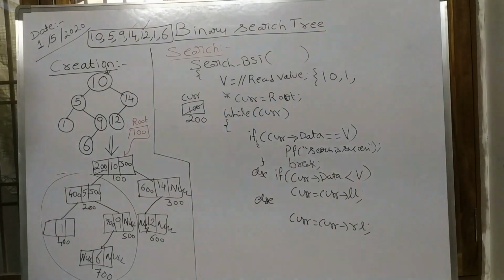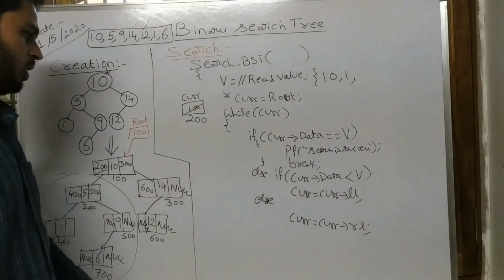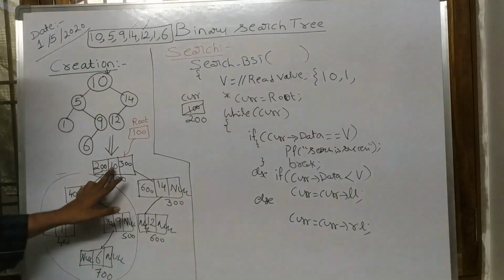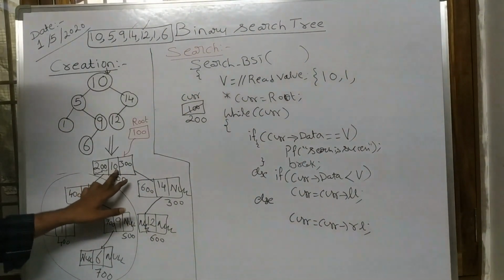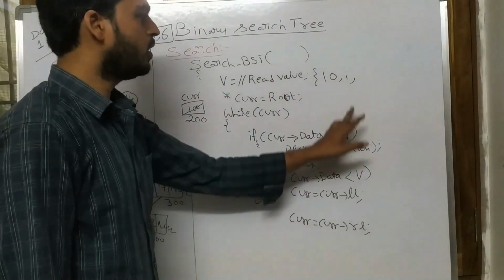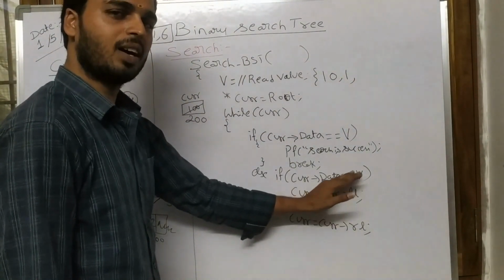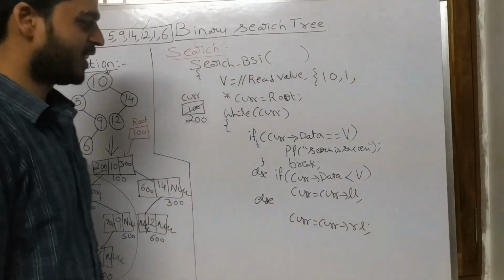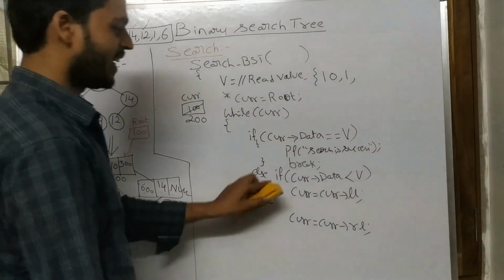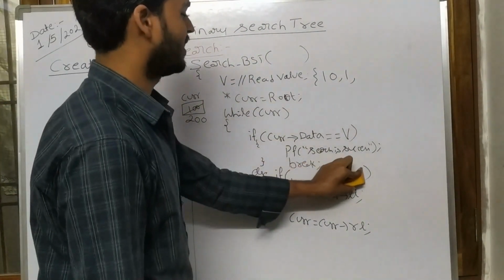Sorry, I think we need to change the logic a little. Current->data is 10 and my value is 1. Is 10 less than 1? Are you getting confused, right? Instead of taking it like this, just take this code.